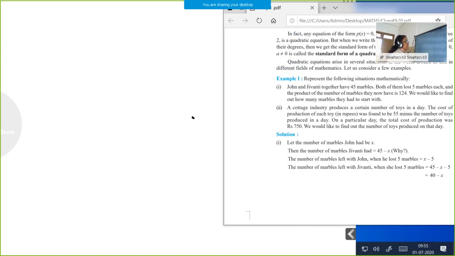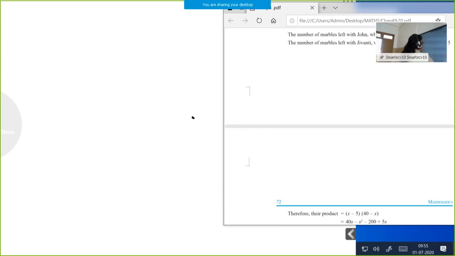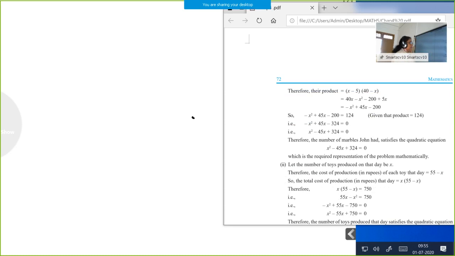This is our example 1, represent the situation mathematically. Our question is: John and Jivandi together have 45 marbles, and both of them lost 5 marbles each, and the product of the number of marbles they now have is 124. We would like to find out how many marbles they had to start with. We already formed the quadratic equation, that is x square minus 45x plus 324 is equal to 0.